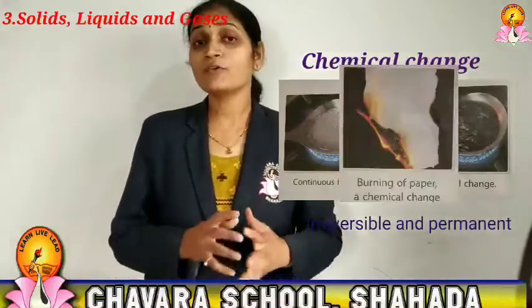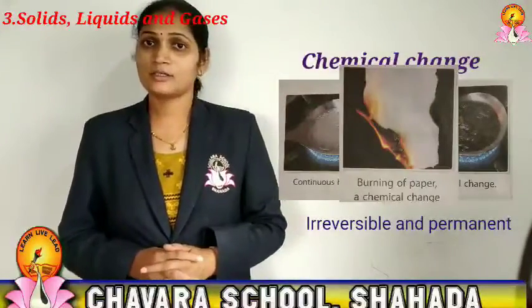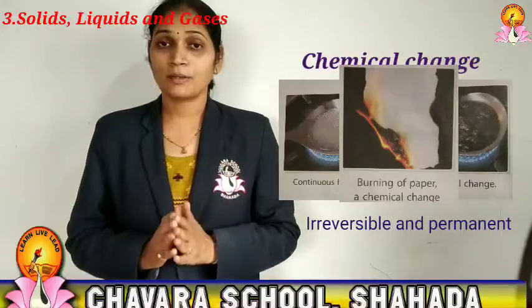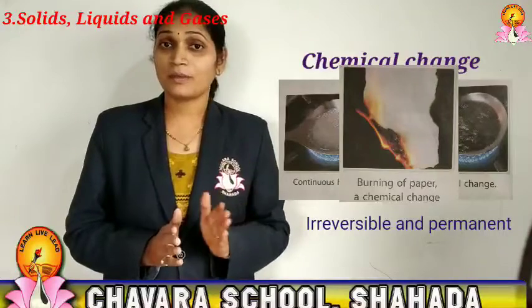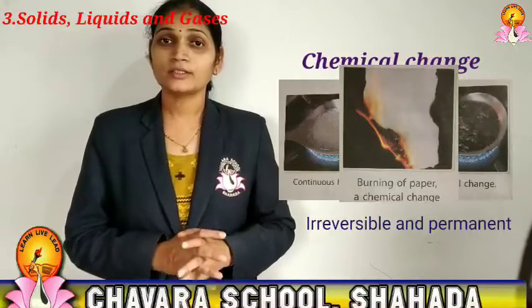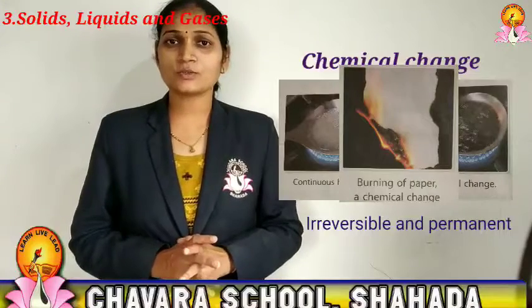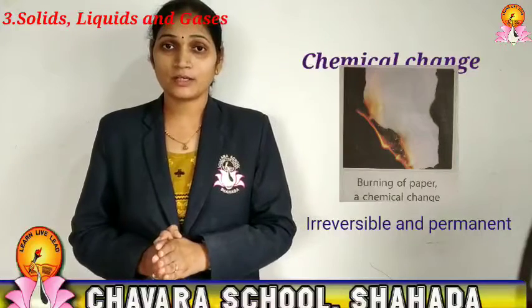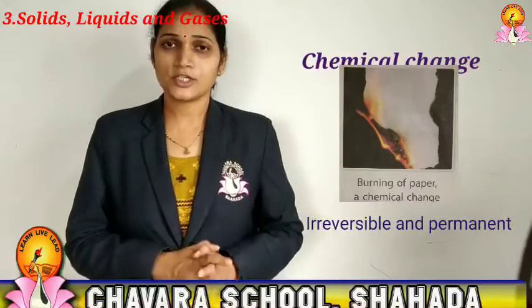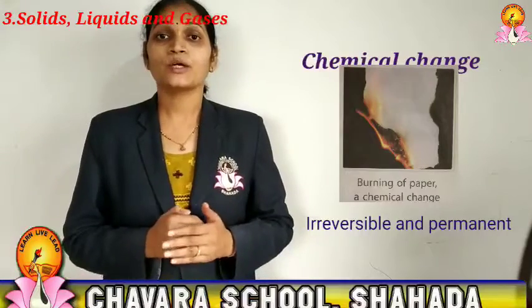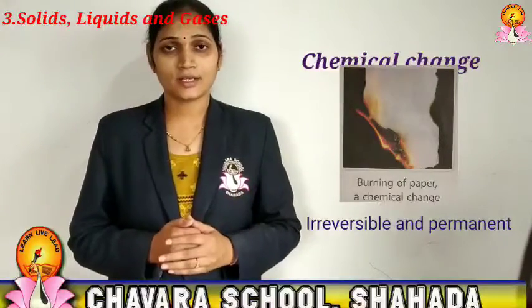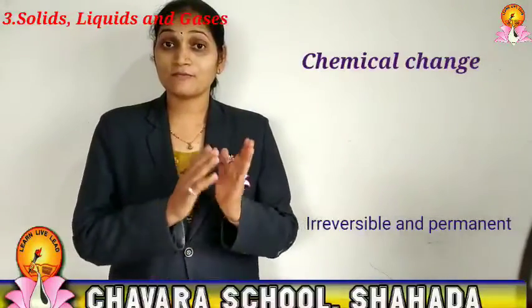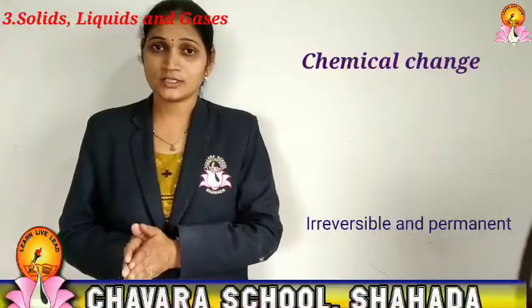In the same way, students, if you burn paper, we get ash, and from the ash of the paper we are not able to get paper again. So chemical changes are irreversible. It is a permanent change. We are not able to get the original substance again. I hope, students, you understand the difference between physical and chemical changes.